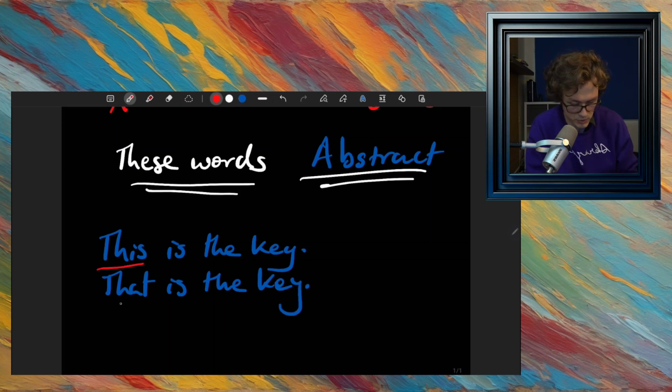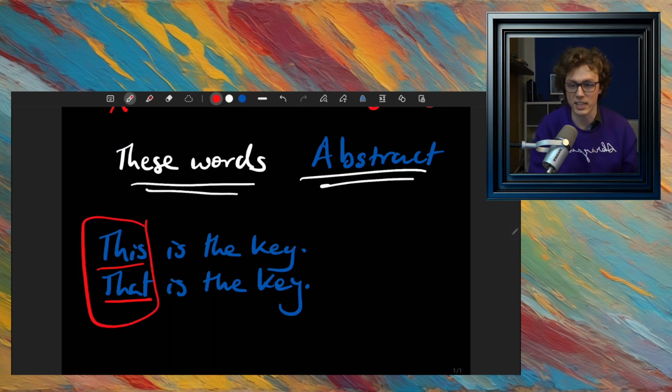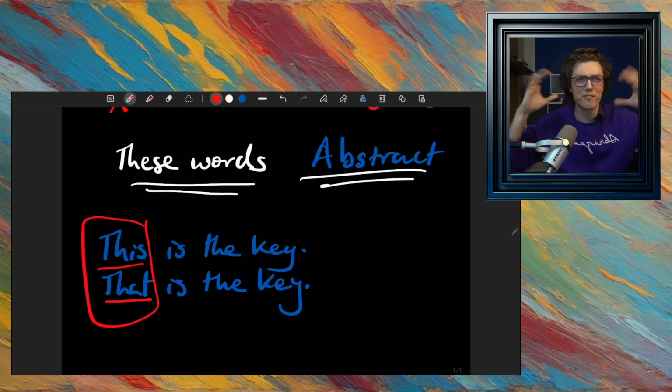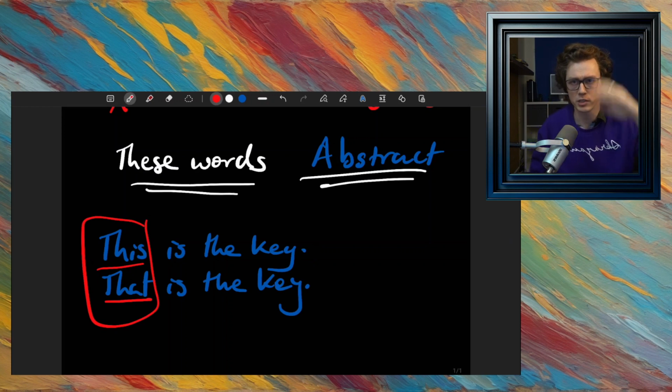The only difference between these sentences is this single word, right? Right here at the beginning. When I say "that's the key," that feels complete. I'm talking about a specific thing. It's over there. I'm showing it to you. That's the key. I can finish there.